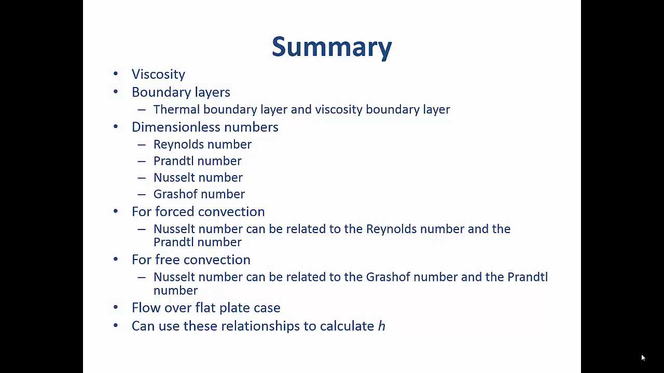And I showed some examples for flow over a flat plate under forced convection conditions. And the point about these relationships is the fact that you can start with some fluid properties which will allow you to calculate the Reynolds number and the Prandtl number. Having selected the appropriate relationship, you can calculate the Nusselt number, and from that you will then be able to calculate h for the particular circumstance that you're dealing with, i.e. this gives us a way of obtaining values of the convective heat transfer coefficient for different fluids and different geometries.